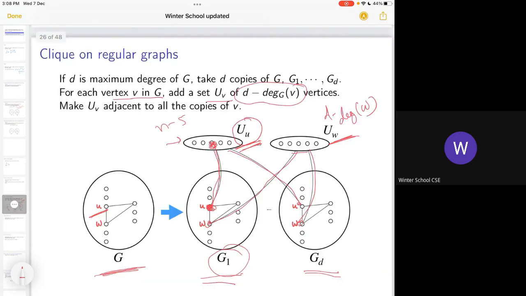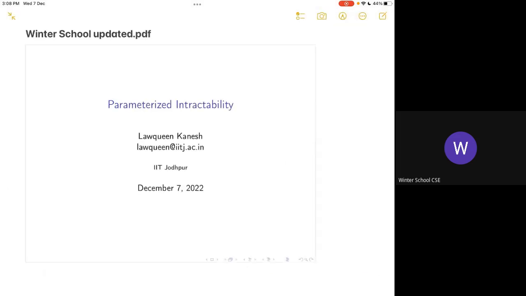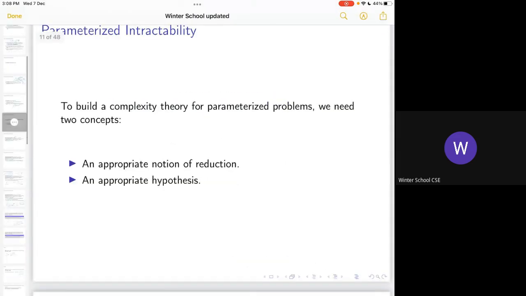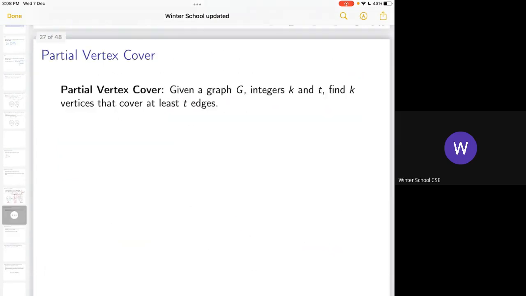As I said earlier, we can also show this for independent set on regular graphs, right? We can use similar ideas to those we used for the independent set and clique reduction. And by similar techniques we can show that independent set on regular graphs is also hard. That is the idea we will use for our next problem, which is partial vertex cover.